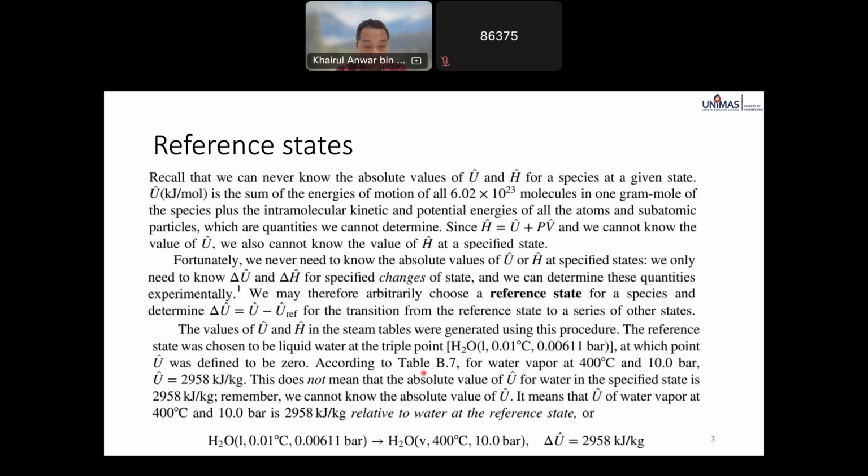So internal energy is 2958 kilojoule per kilogram.